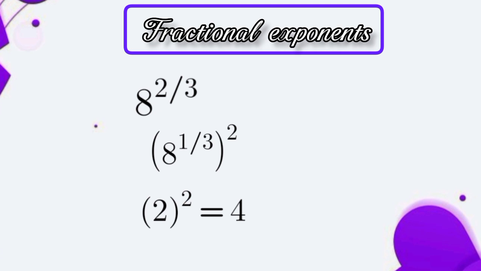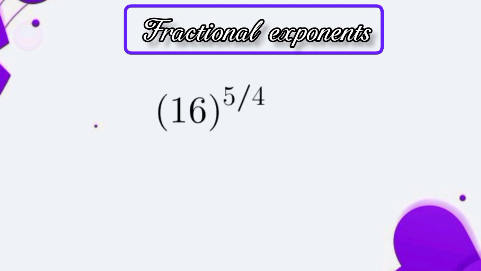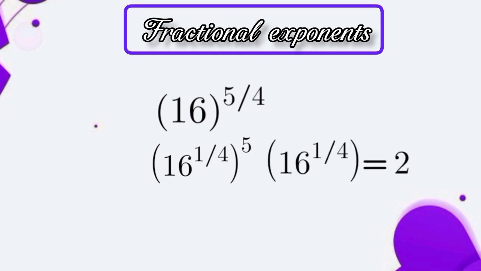Now let's take another example. Let's say you have 16 raised to the power 5 over 4. Again, we're going to split the fractions. We have 16 to the power 1 over 4, all raised to the 5th power. So 16 to the power 1 over 4, that is the 4th root of 16, is equal to 2. So we have 2 raised to the power 5. 2 raised to the 5th power is equal to 32, which is 2 multiplied by 2, multiplied by 2, multiplied by 2, multiplied by 2, is equal to 32.